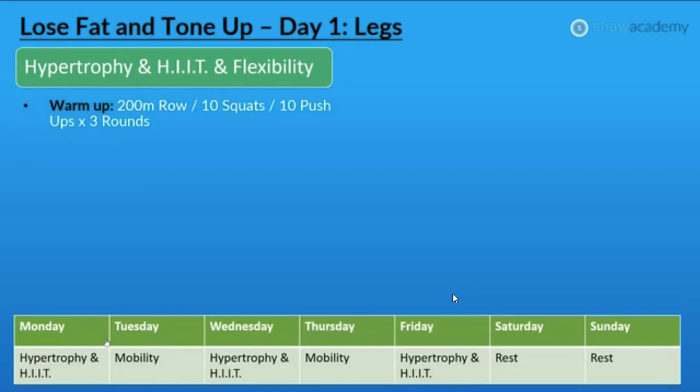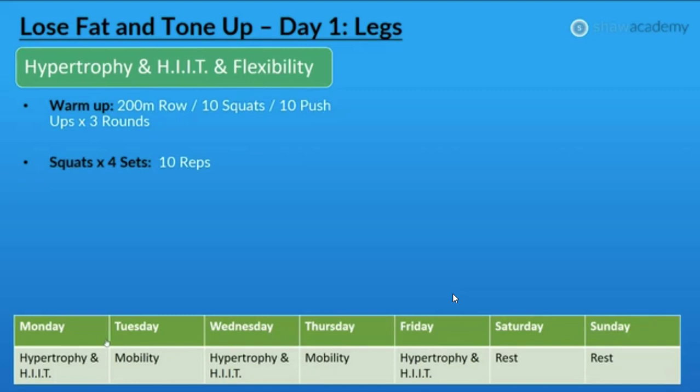Then we're going to program our hypertrophy strength session in straight sets. So we're doing legs. So if we're doing legs, how many exercises are we going to do? We're going to do 4 exercises for legs, and we're going to do 4 sets of each exercise. So the first thing we're going to do is do squats for 4 sets of 10.